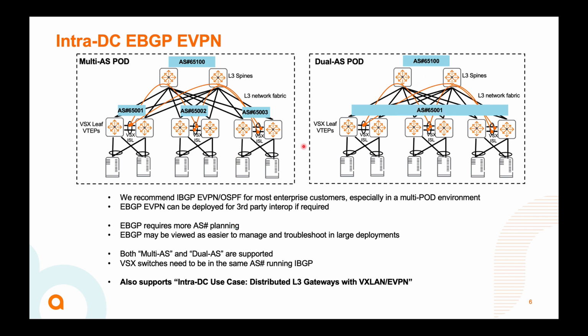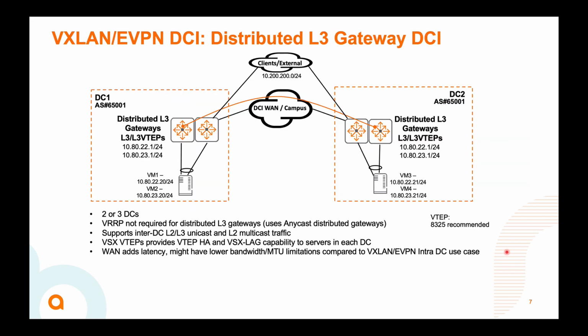So most of the time, we recommend IBGP EVPN with OSPF for most of the enterprise customers, especially in a multi-port environment. But if you really wanted to, you could also use eBGP EVPN for third-party interop. So the distributed layer 3 gateway is also supported with eBGP EVPN if you wanted to. So we could use distributed gateways across different racks.